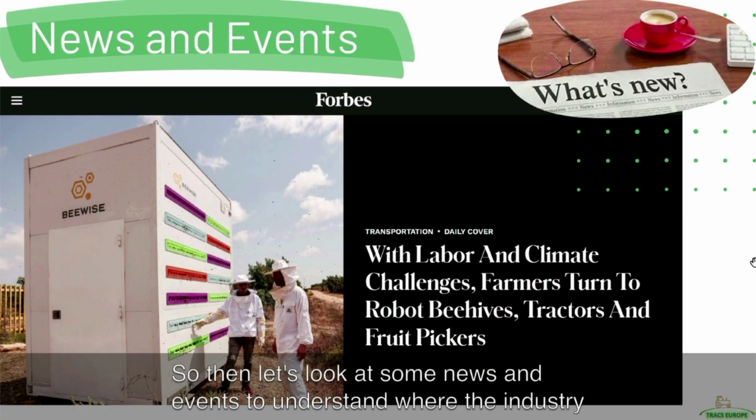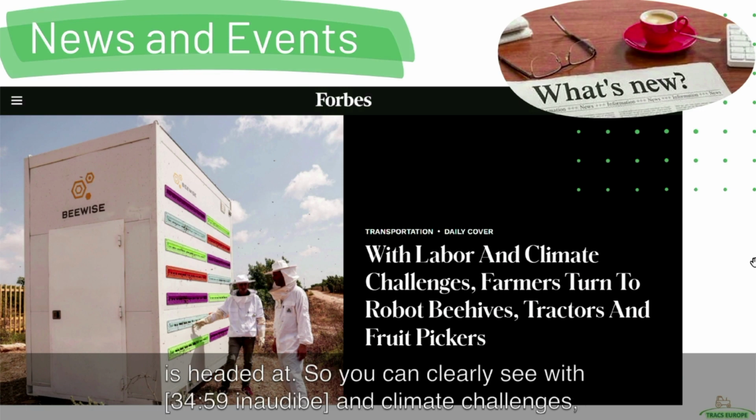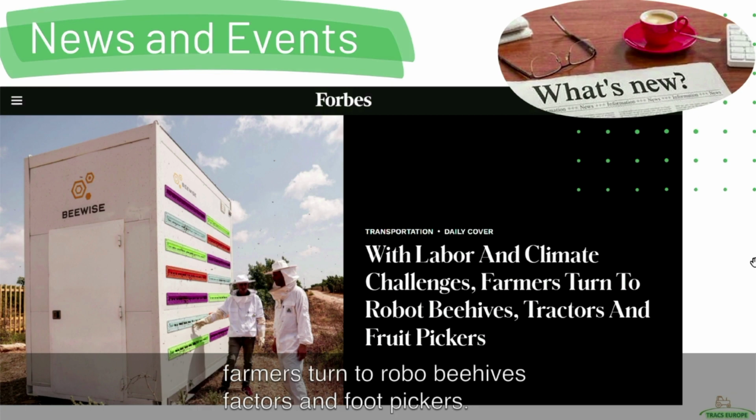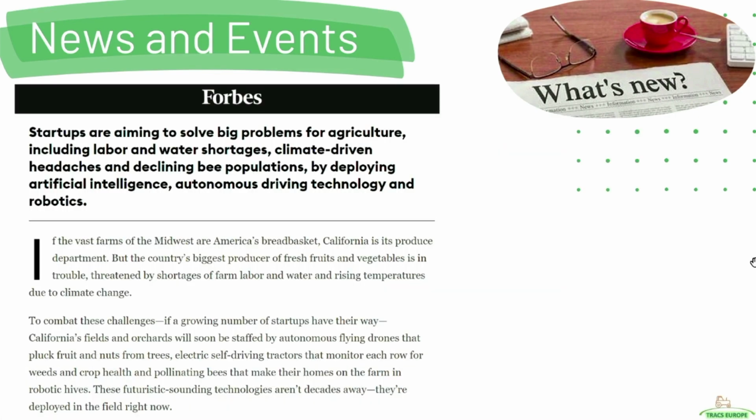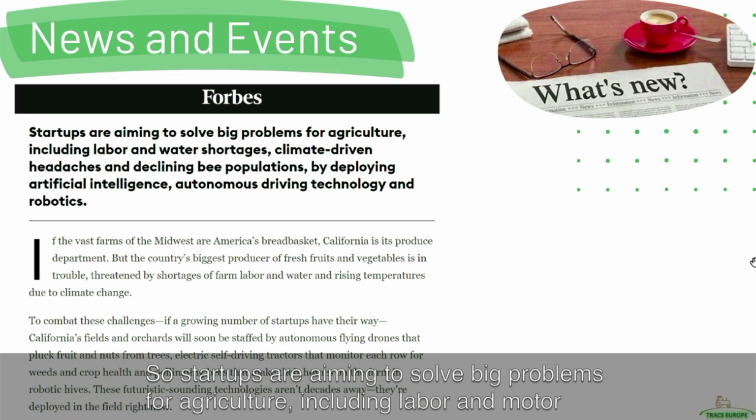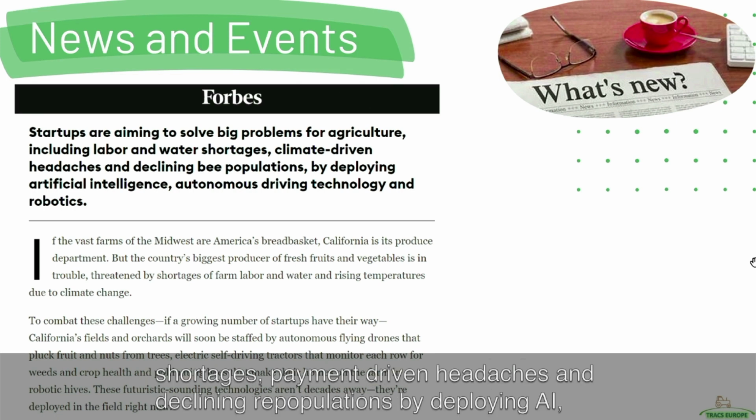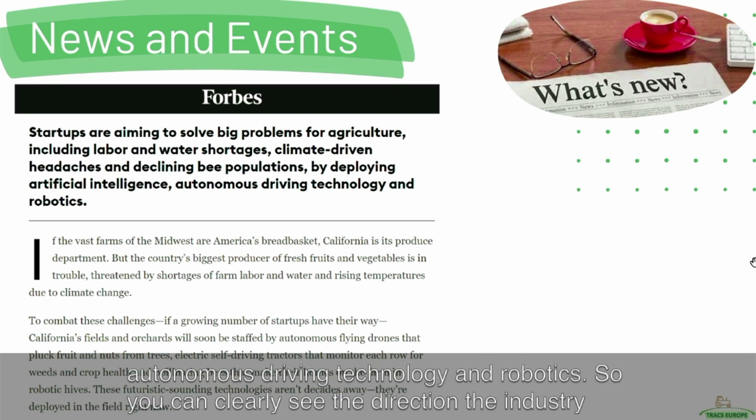Then let's look at some news and events to understand where the industry is headed. You can clearly see with labor and climate challenges, farmers turn to robo beehives, tractors, and fruit pickers, right? Startups are aiming to solve big problems for agriculture, including labor and water shortages, climate-driven headaches, and declining bee populations by deploying AI, autonomous driving technology, and robotics. So you can clearly see the direction the industry is headed.